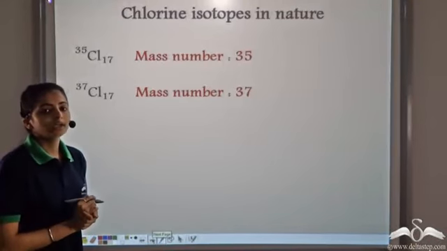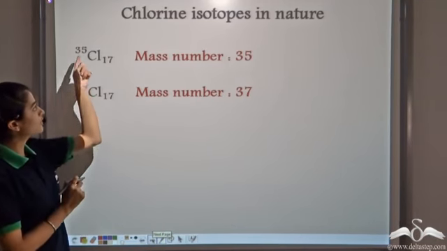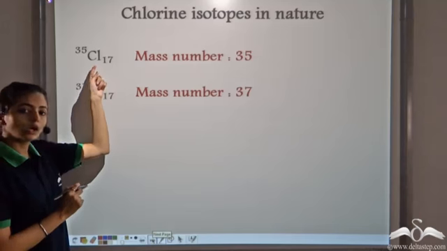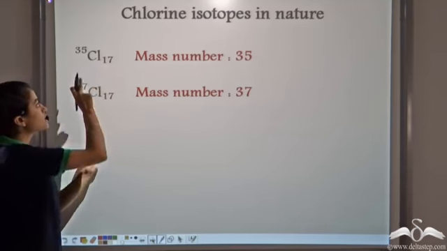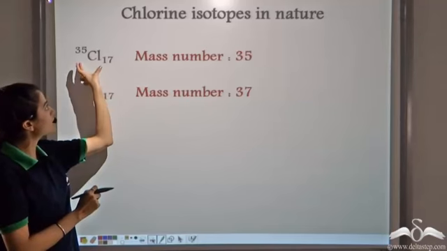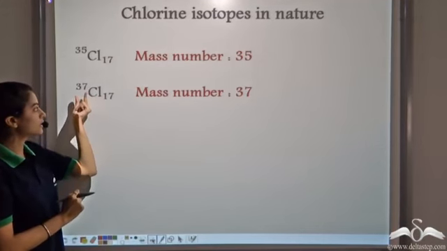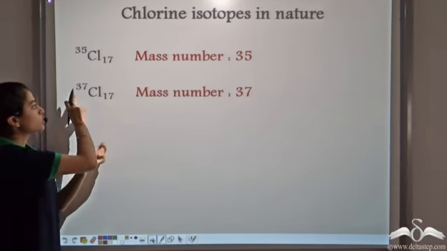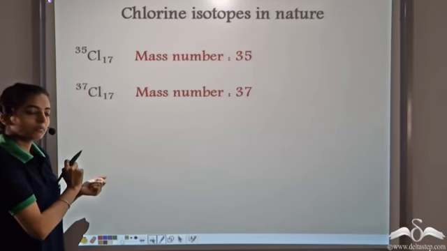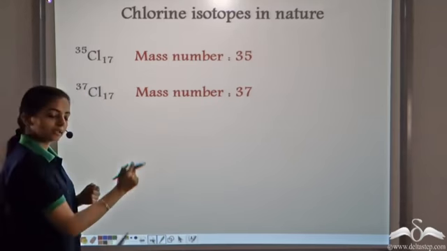Let's look at the chlorine isotopes in nature. There are two chlorine isotopes in nature, 35Cl17. So we know how to read this. The superscript is the mass number. So we have the mass number of this isotope as 35. The other isotope of chlorine is 37Cl17. So the superscript gives us the mass number. So the mass number of this chlorine isotope is 37.